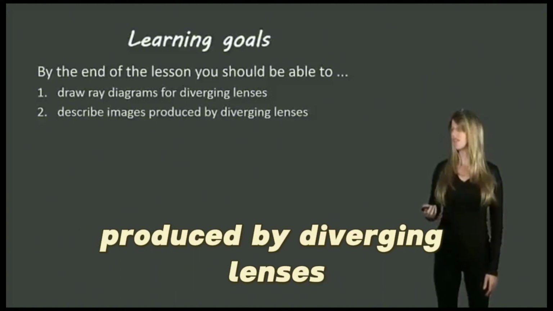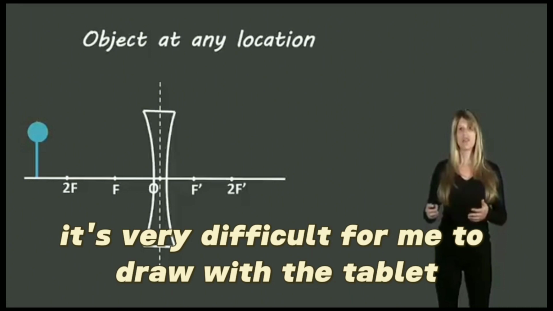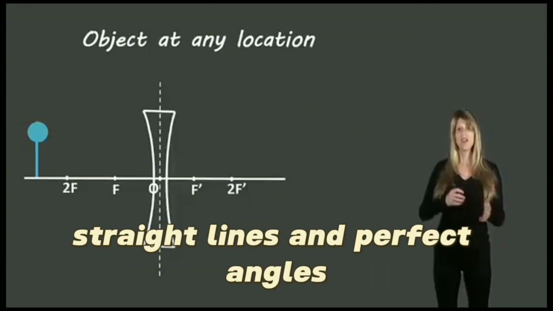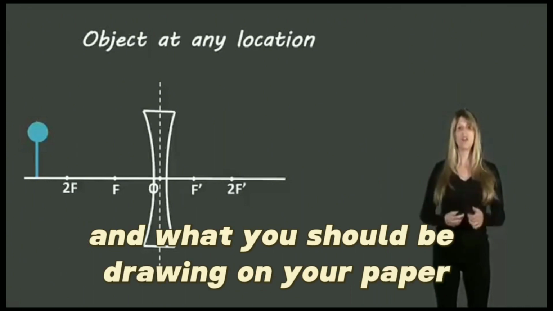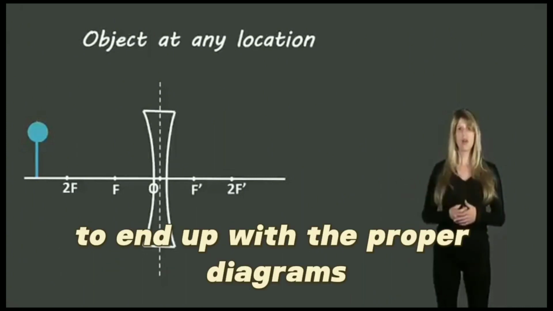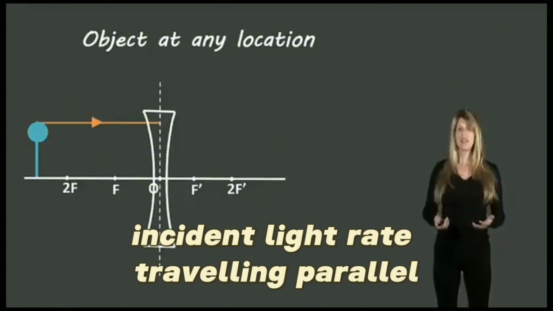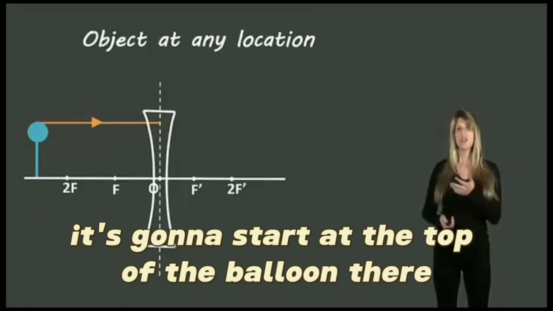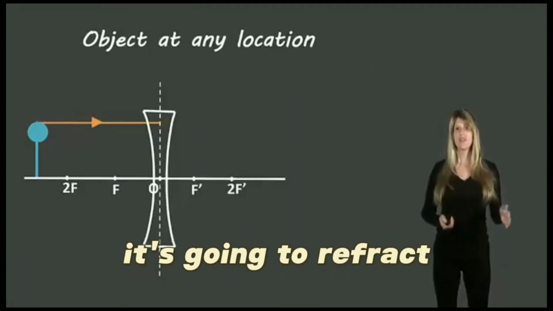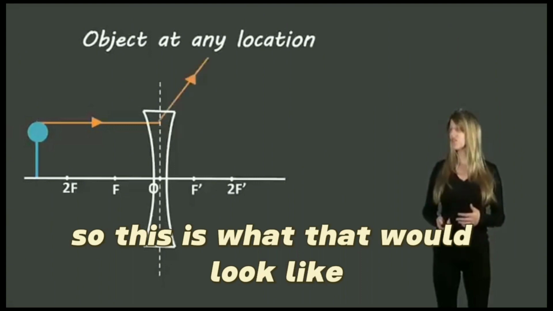Like what we saw with the converging lenses, it's very difficult for me to draw straight lines and perfect angles with the tablet, so I'll be using an animation to show what I would be drawing on my paper and what you should be drawing on your paper to end up with the proper diagrams. Our first rule is that if we have an incident light ray traveling parallel to the principal axis, it's going to start at the top of the balloon there, travel parallel to the principal axis, and refract as if it had come from the focus. So this is what that would look like.